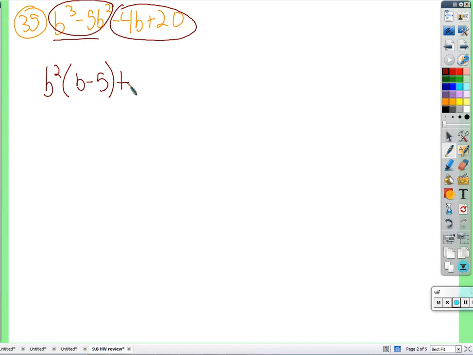If you look at this group, what did those two have in common? Four. But if that first thing is negative, let's make it a negative four that we pull out. What's left inside here when we take out a negative 4? B minus 5. Negative 4 times negative 5 is going to be positive 20. So we get that minus sign there. We don't really need to put plus and minus. We can just put this minus this.